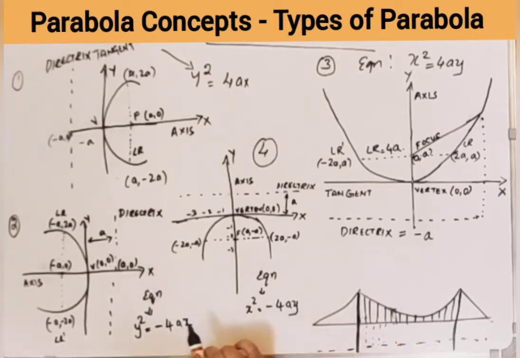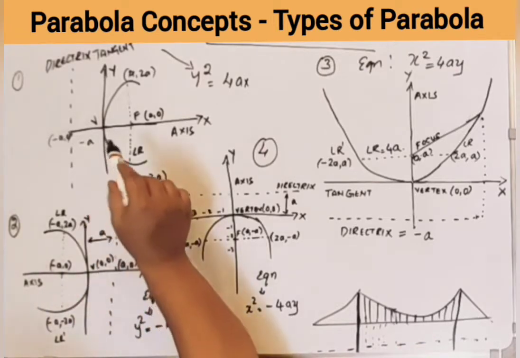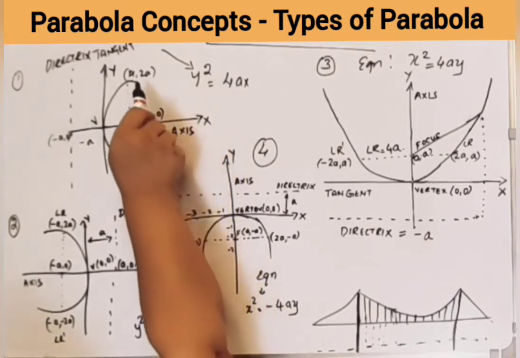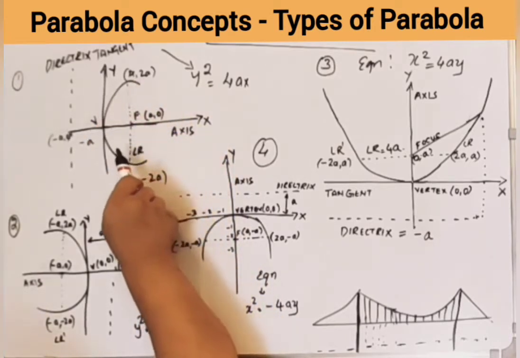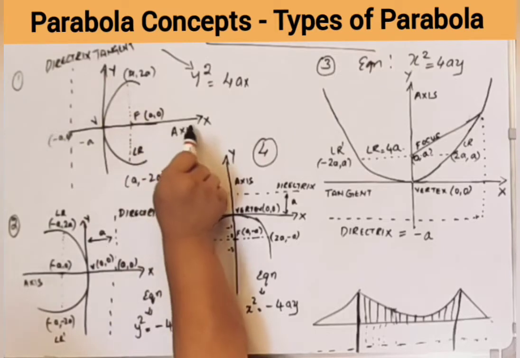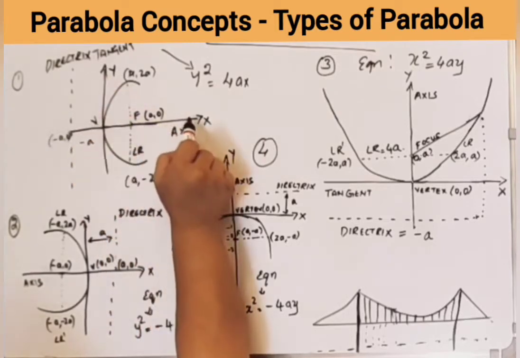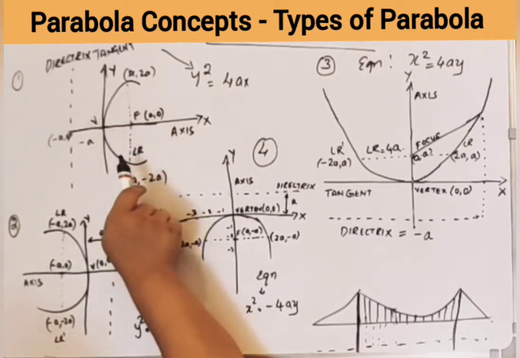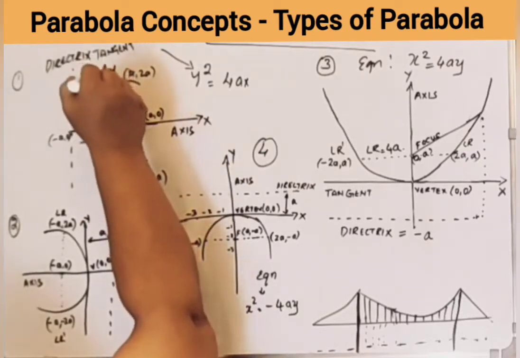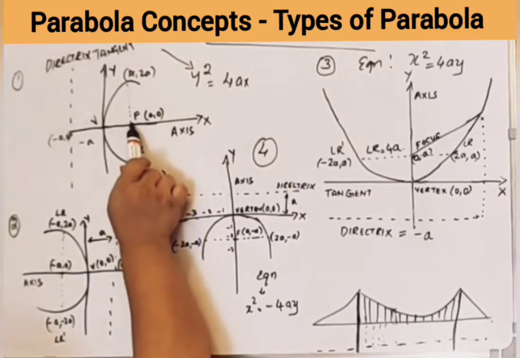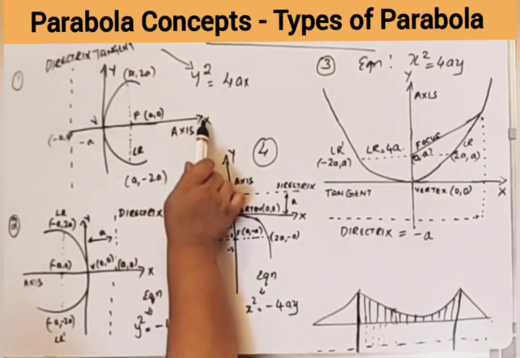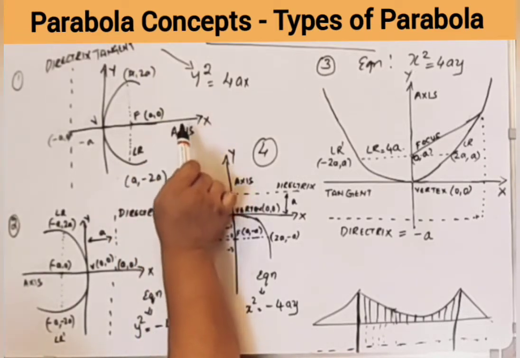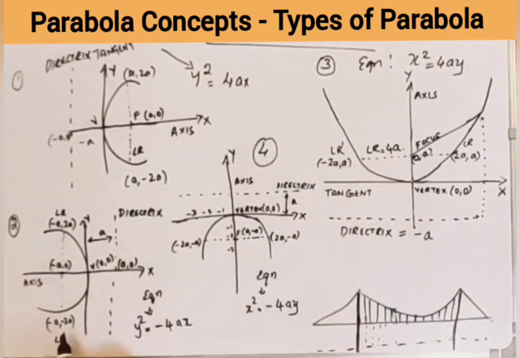So there are 4 types of parabolas based on where the parabola opens up. The first one is the parabola on the right hand side. If you see, this falls under the first quadrant where x and y are both positive. So this is called the right hand side parabola. Here, the axis on which the focus lies is called the axis, and it's nothing but the x-axis.